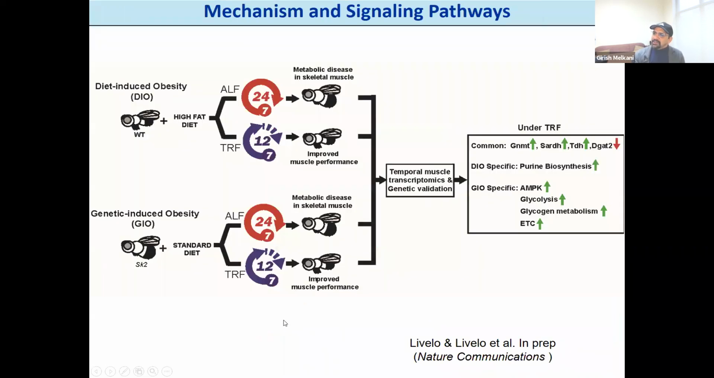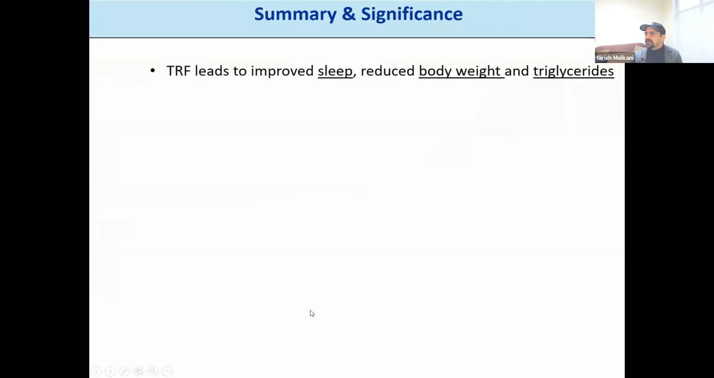Right now we also did transcriptomics in the skeletal muscle. This is the model, and we are doing the genetic validation. What we have found is that some pathways are upregulated in both obesity models, but some pathways are specific to the diet-induced obesity model, and some are specific to the genetic-induced obesity model. We are just finalizing this paper. I hope my graduate students are listening to me. We are planning to submit this month. It's basically ready to go.